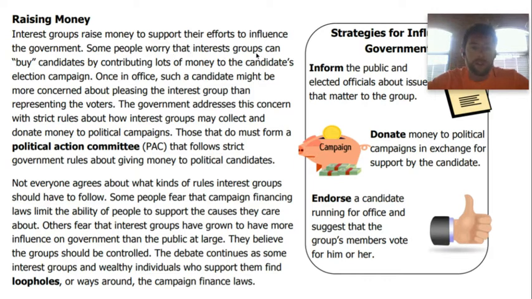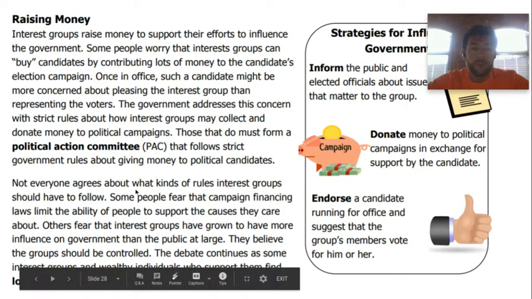Some people worry that interest groups can buy, air quotes, buy candidates by contributing lots of money to the candidate's election campaign. Once in office, such a candidate might be more concerned about pleasing the interest group than representing the voters. That happens quite a bit, just FYI. The government addresses this concern with strict rules about how interest groups may collect and donate money to political campaigns. Those that do must form a PAC, or a political action committee, that follows strict government rules about giving money to political candidates. We've discussed PACs in past lectures, so we have an idea. Super PACs, we even talked about those. In general, they're just funds that follow certain rules, and the funds go to the candidates of their choice, pretty much.